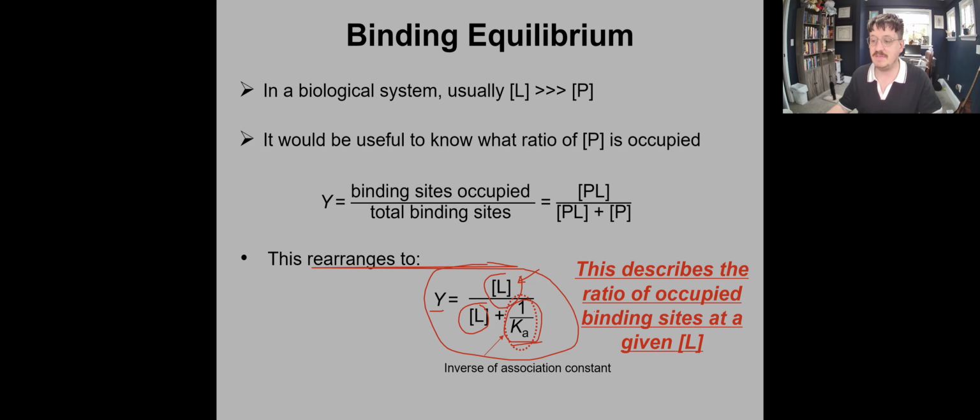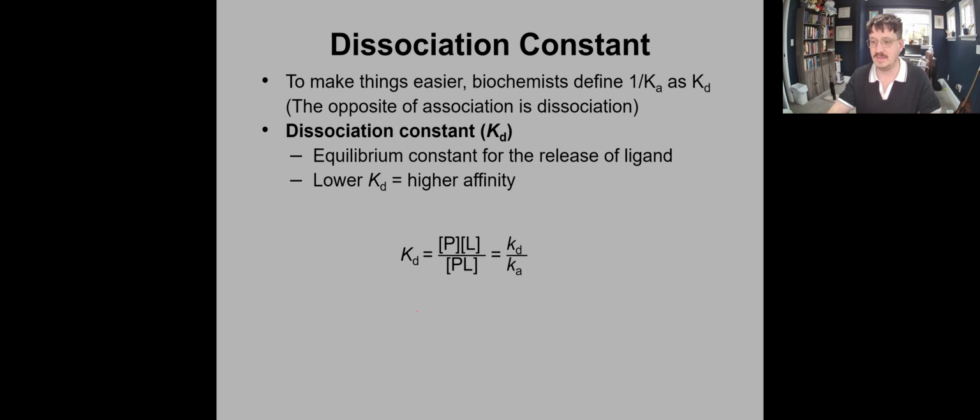And that's going to, like I say, give you the ratio of occupied binding sites at a particular concentration of L. If we know the association constant, then we can plot at every different ligand concentration how full that protein is going to be. And because L is on both sides of the divide mark, we know that it's going to be a curve.